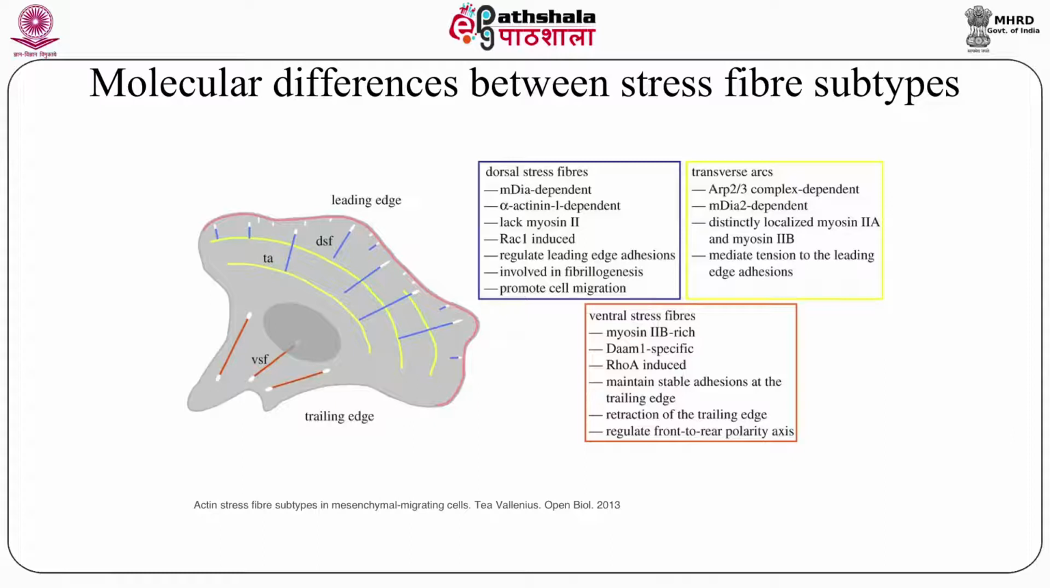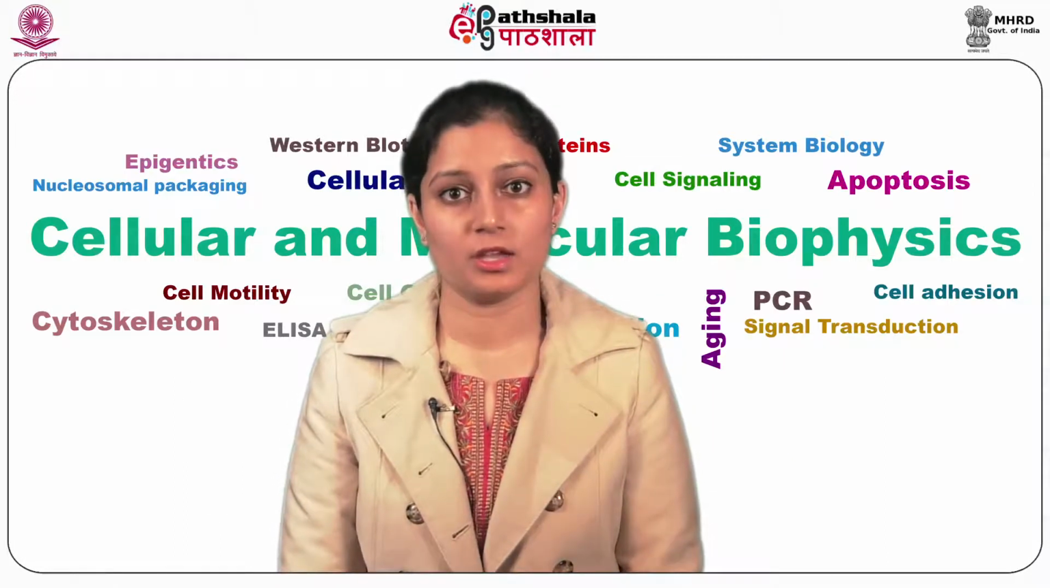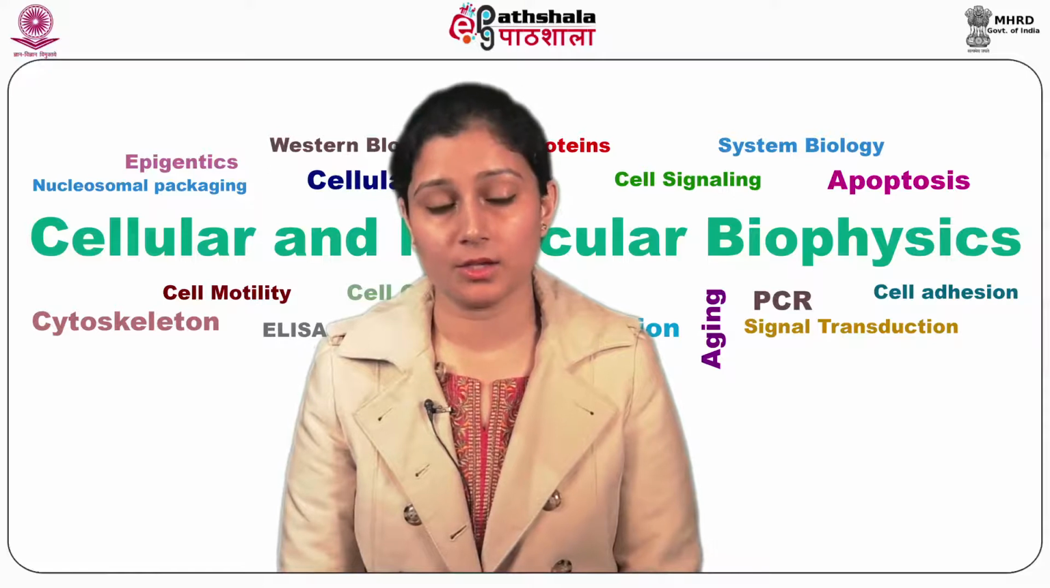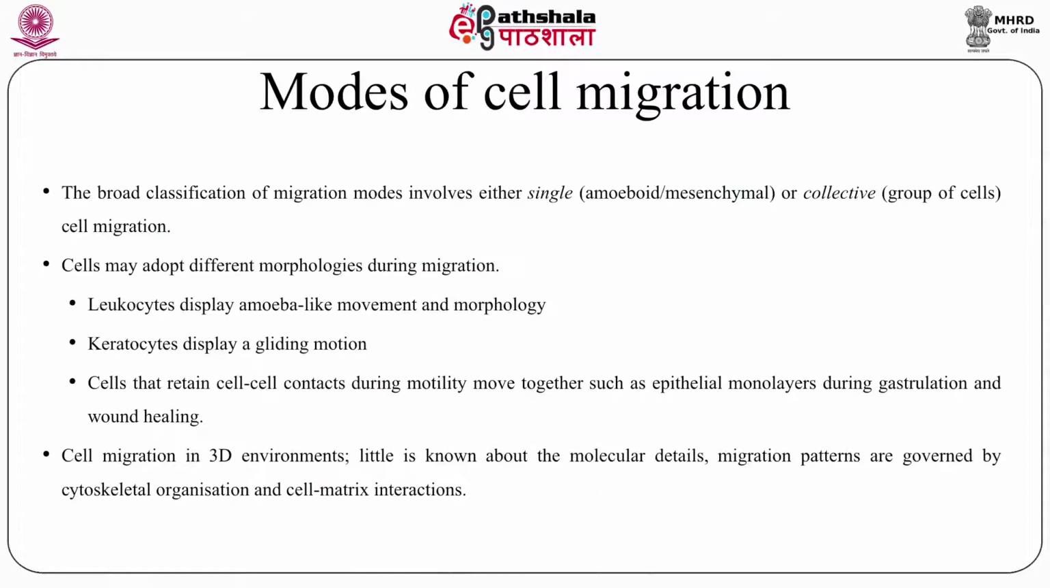After understanding the structure and assembly of stress fibers, let us understand their role in cellular migration. For this, we have to first understand the different modes of migration. The broad classification of cell migration modes involves either single, which is amoeboid or mesenchymal, or collective, which is group of cells, cell migration. The cells may adopt different morphology during migration.